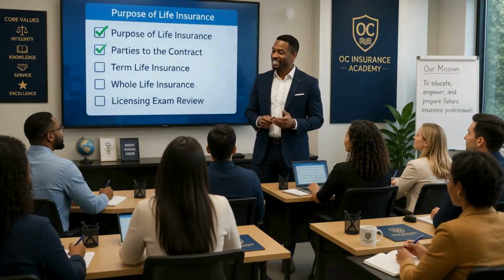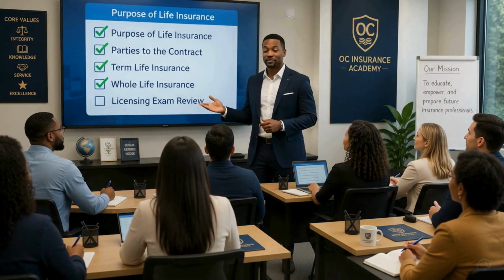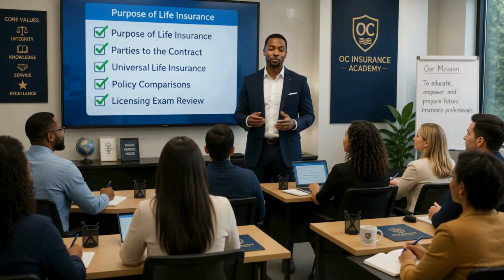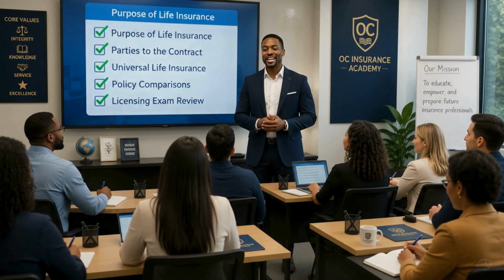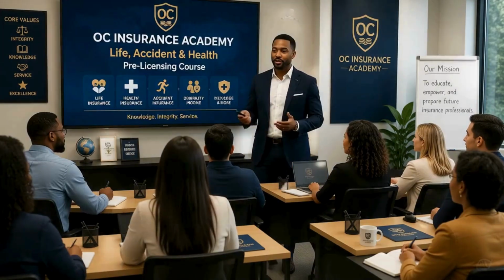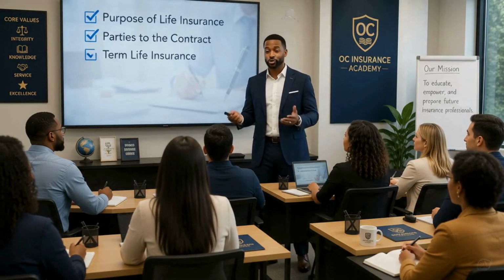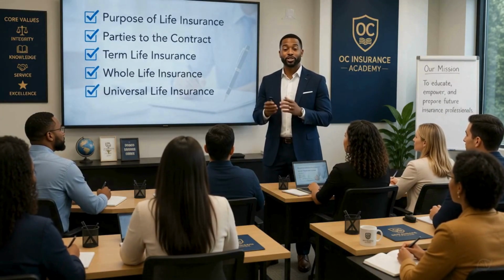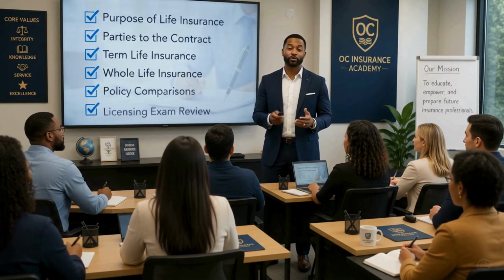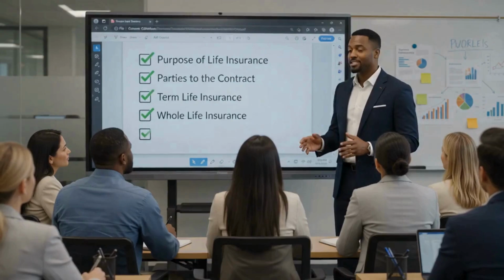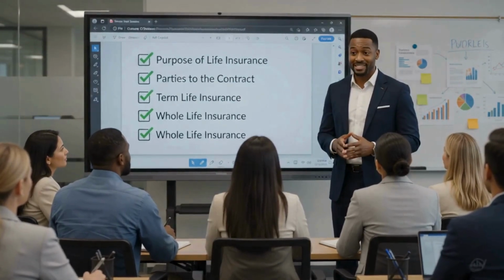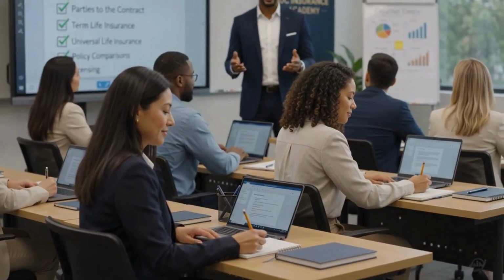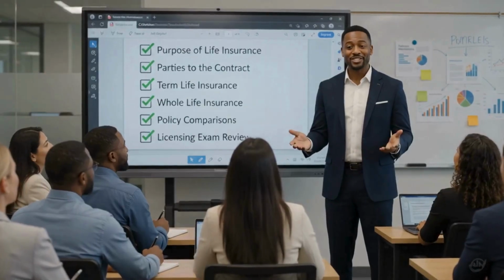Excellent work. In this lesson, you learned the fundamentals of life insurance and explored the 3 major policy types. You now understand how life insurance protects families, the roles of the policy owner, insured, beneficiary, and insurer, and the key differences between term life, whole life, and universal life insurance. These concepts are essential for both your state licensing exam and your future success as an insurance professional. Congratulations on completing Module 2, Lesson 1.